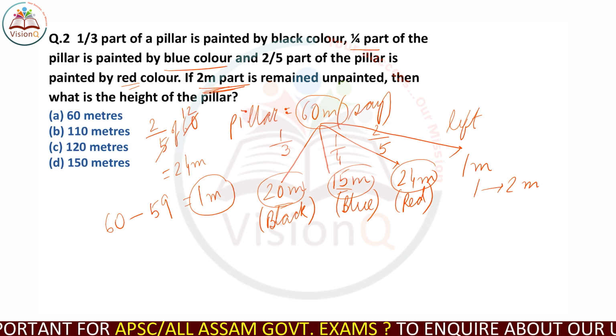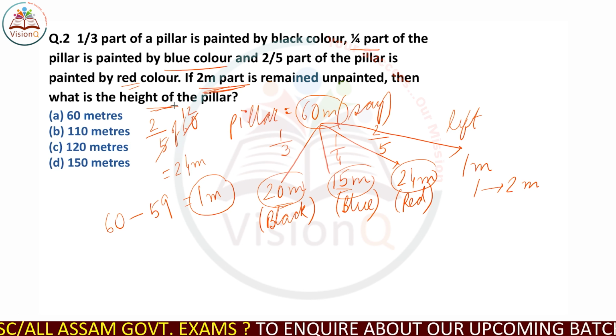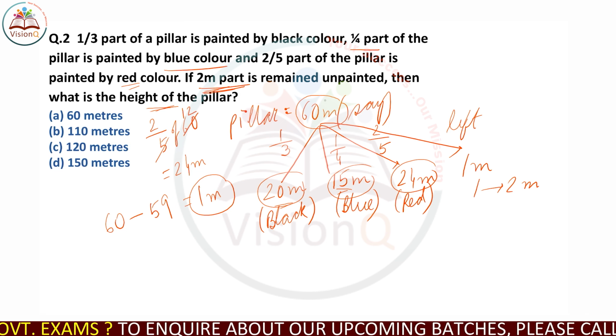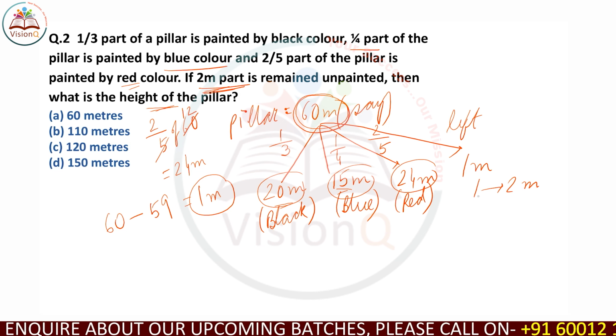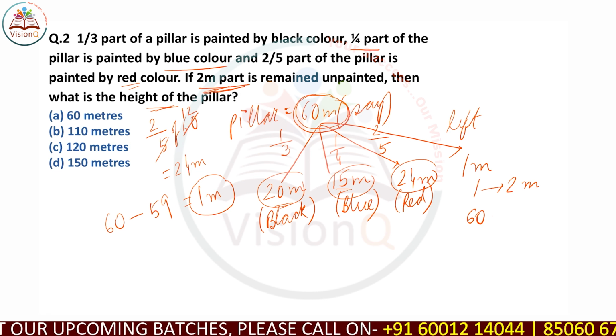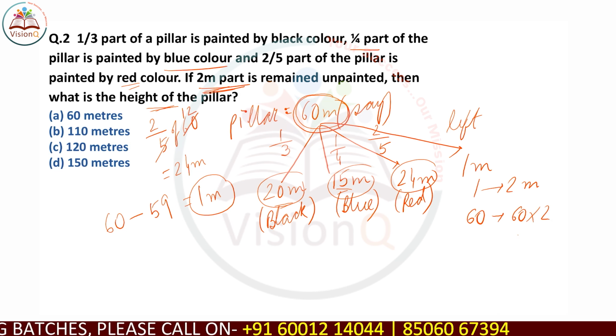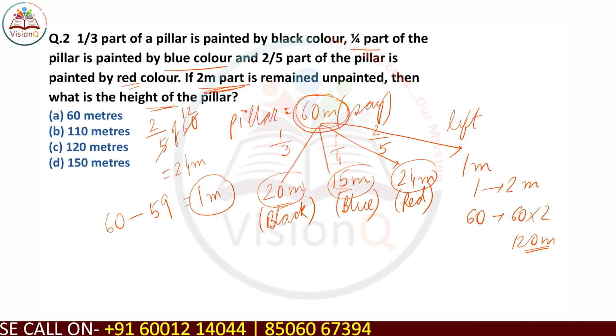If 1 is 2 meter, it is asked to find what? Height of the pillar. Now the height of the pillar was 60 as per ratio. If 1 represents 2 meter, then 60 will represent what? 60 into 2, which is 120 meter. The right answer of this question number 2 is option number C, 120 meters.